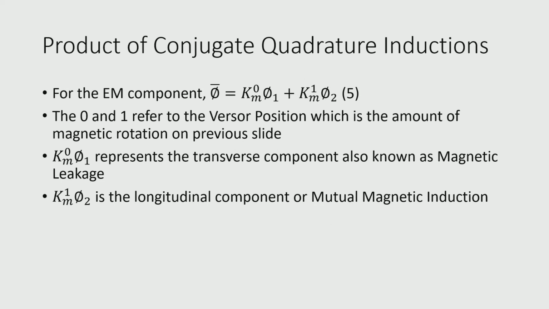So Eric Dollard breaks this down. Pretty much how this works is you have your total phi, right? Your phi within the electromagnetic component is broken down into two components as well. We have this Km0 phi 1, and this is going to be our magnetic leakage. It's going to be transverse magnetic leakage. And you're going to have plus this Km1 phi 2, which is your longitudinal component or your mutual magnetic induction, the good energy. Again, transverse is waste, it's leakage, okay? So transverse is always going to be leakage in my lectures.